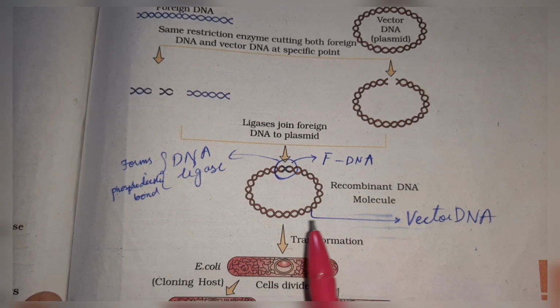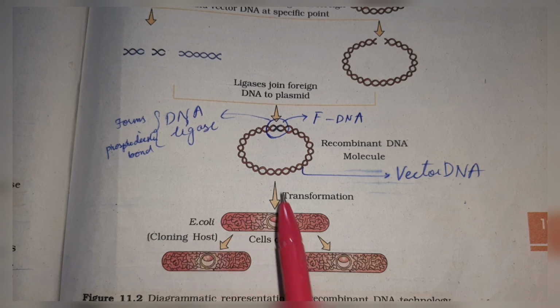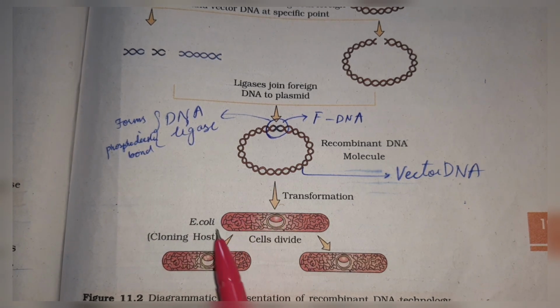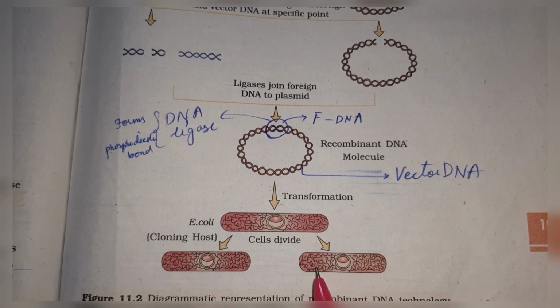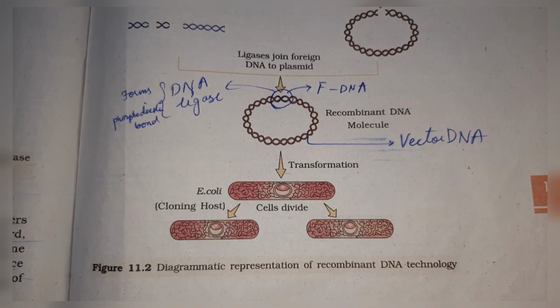This is the vector DNA. It is transformed into E. coli; E. coli gets transformed when vector DNA is introduced into it, and these cells divide. We have the desired progeny. This is a diagrammatic representation of recombinant DNA technology.